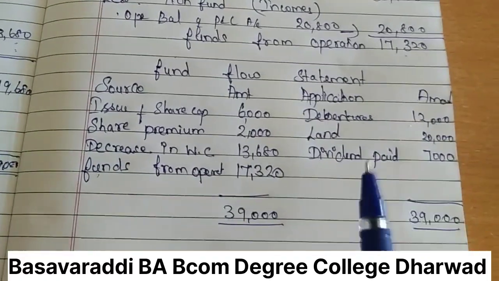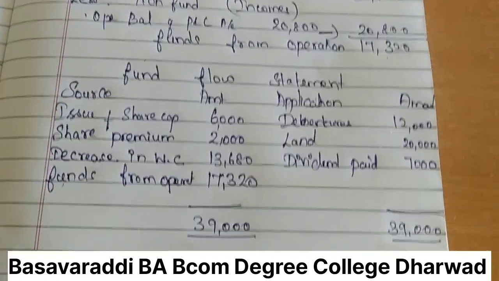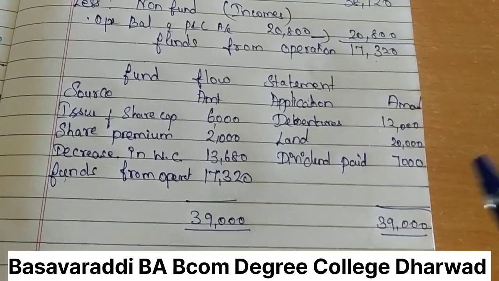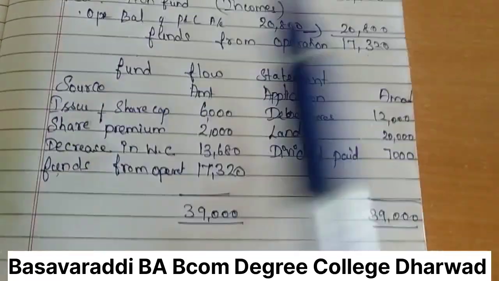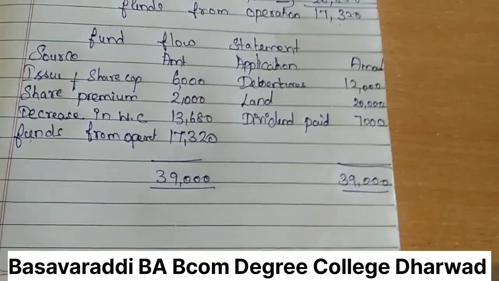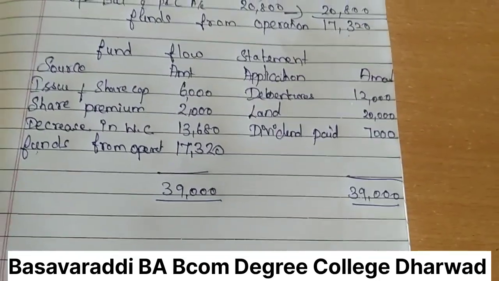13,680. And next one is fund from operation. Fund from operation, how much? 17,200. We have to enter in the column of source. Finally, we have to tally both the sides or become equal. So our problem is tally.